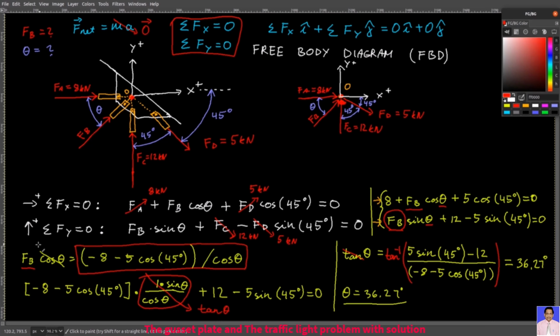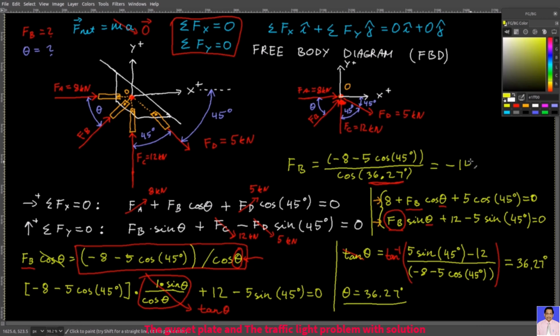And now you have your expression for Fb, which is this one here. You know your theta, which you can put here. And so that means that you will have Fb equals, and then this result here. So this one here, that's your theta. And so your Fb equals minus 14.3 newtons. That's your Fb. Then note that your Fb is negative.